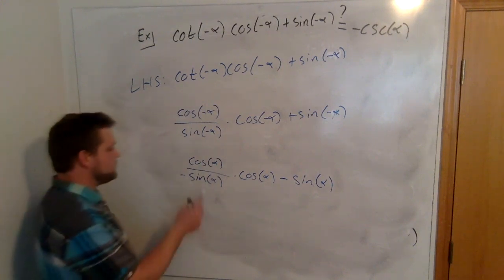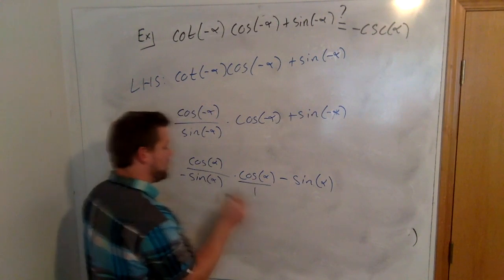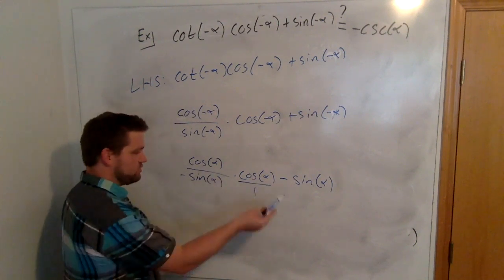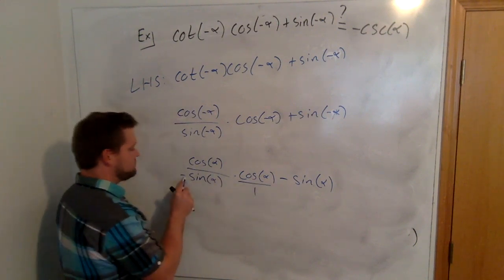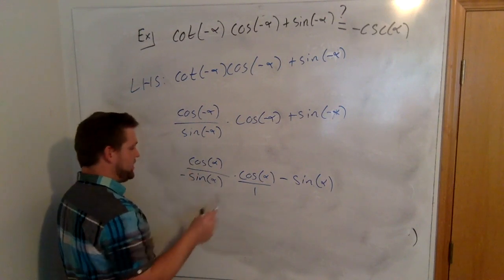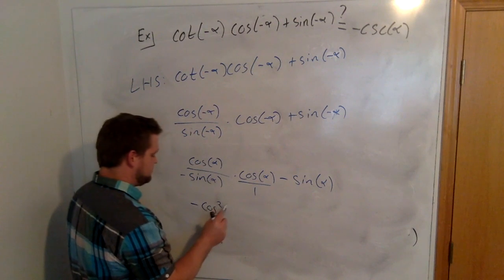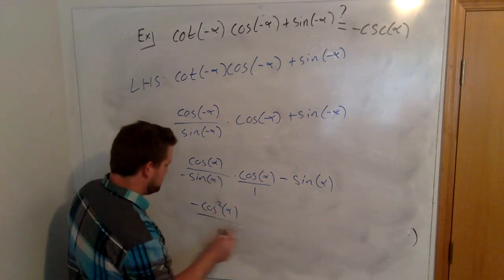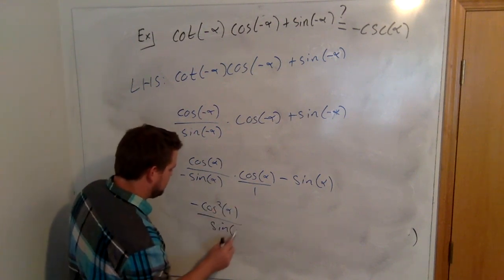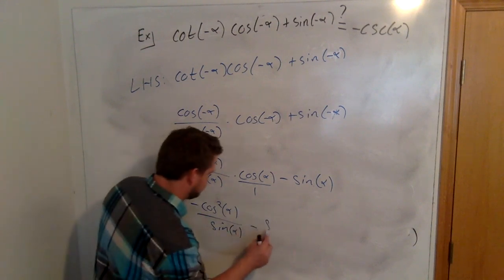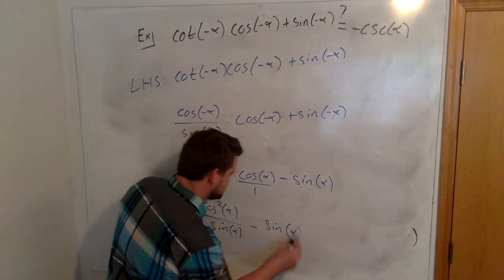So what do we have here? Think of this as over 1. I can multiply the cosines together, just doing fraction multiplication. And this minus sign can be moved wherever I'd like. This is the same thing as a negative cosine squared of alpha over a sine of alpha, minus a sine of alpha.